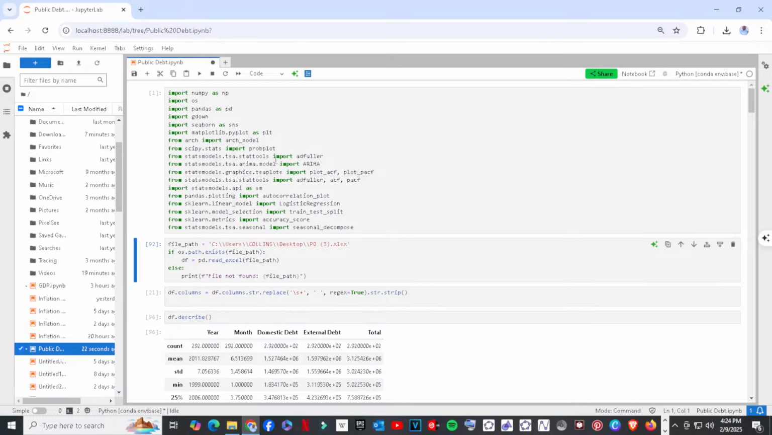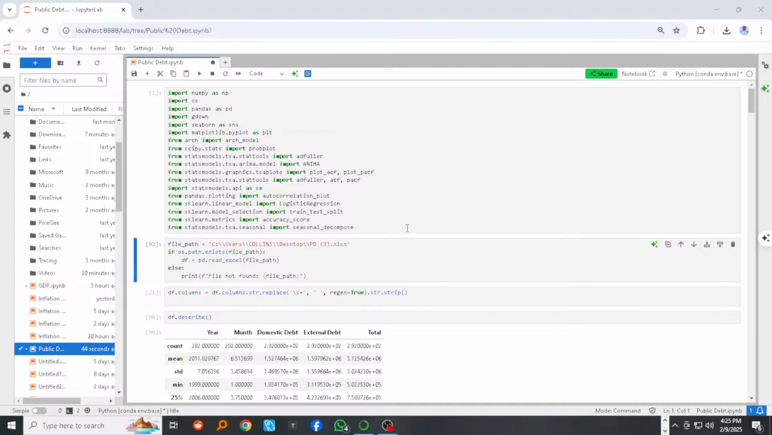I see it's done, so I can continue running the second one. So I've imported the libraries. These libraries, I use them more often. It's not that at this particular point I'm going to use all of them, but I prefer importing all of them at once whenever I'm starting my analysis, because my analysis mostly involves trial and error as we proceed.